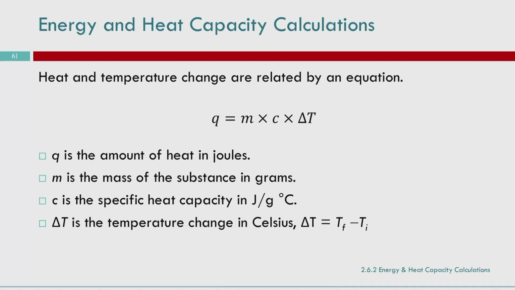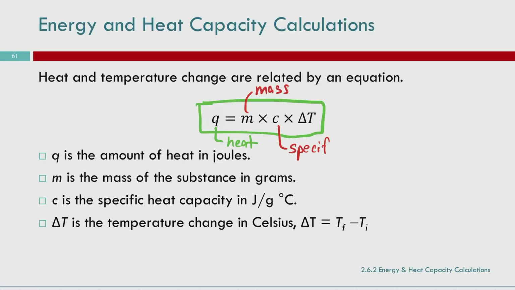All right, we can use this equation to do some heat and temperature change calculations. So Q here is heat, m is mass, C is specific heat capacity, and delta T is change in temperature.